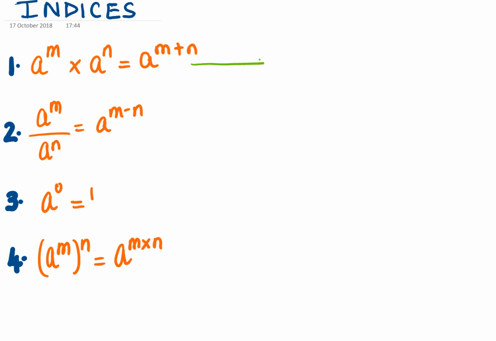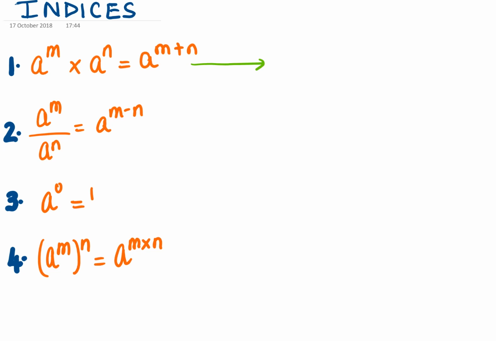For example, about the first law, you can apply it to numbers. That means a can be replaced by numbers, m can be replaced by numbers. That means every alphabet can be replaced by numbers. But when it is written a raised to m into a raised to n, it means that both the a's should be same. That is, both the numbers should be same.